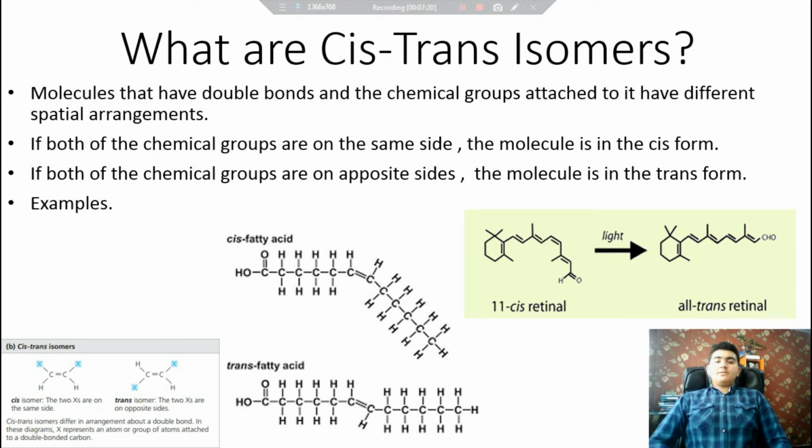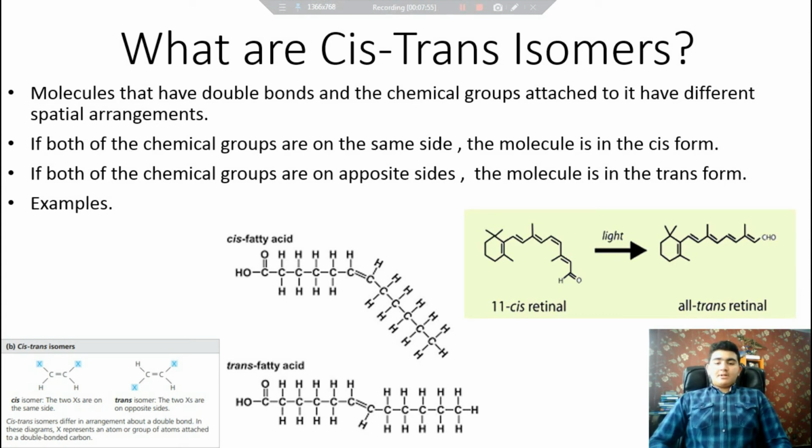So the subtle differences in shape between such isomers can have very dramatic effects on the biological activity of organic molecules. Okay, so an example would be the biochemistry of vision, which involves a light-induced change of retinol from the cis to the trans isomer, and retinol is a chemical compound in the eye, and we will talk about that in the future.